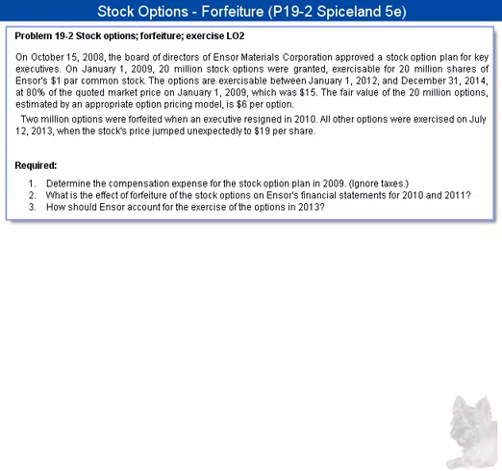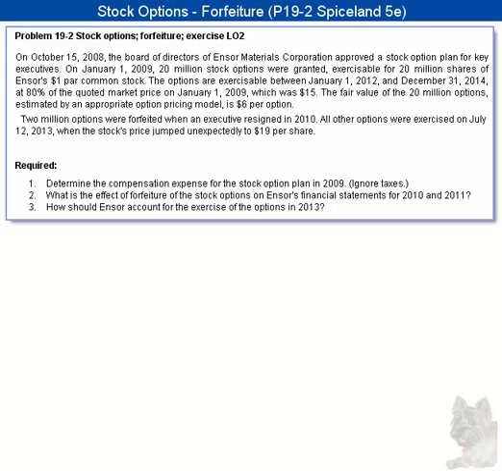On October 15, 2008, the Board of Directors of Ensor Materials Corporation approved a stock option plan for key executives. On January 1, 2009, 20 million stock options were granted, exercisable for 20 million shares of Ensor's $1 par common stock. The options are exercisable between January 1, 2012 and December 31, 2014 at 80% of the quoted market price on January 1, 2009, which was $15.